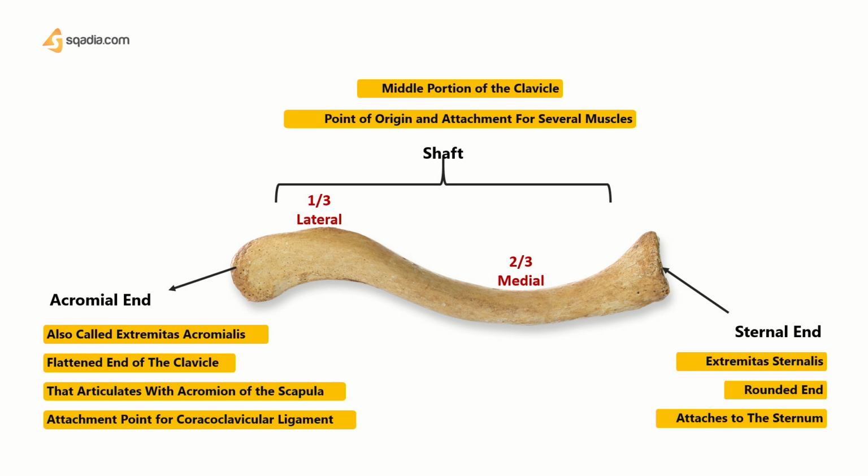Then comes the medial 2/3. It is quadrilateral, having four surfaces named as the anterior one, which is convex, the posterior one, which is concave, and it has superior and inferior surfaces.